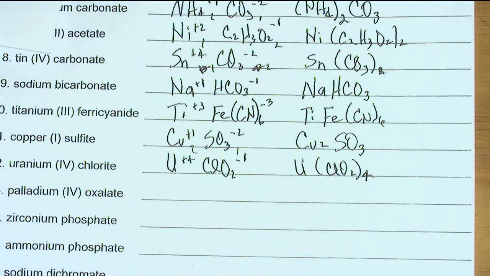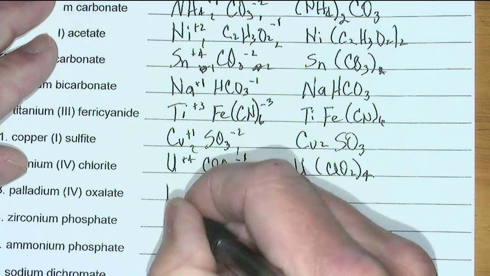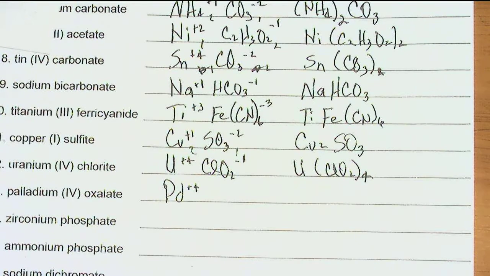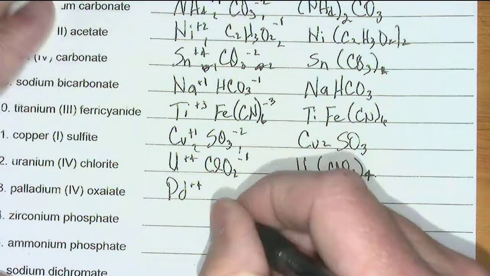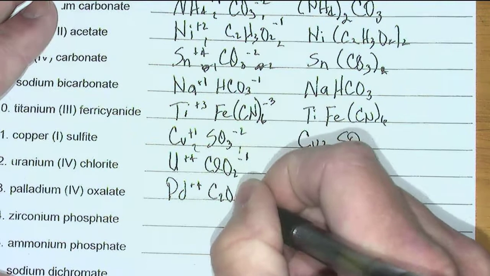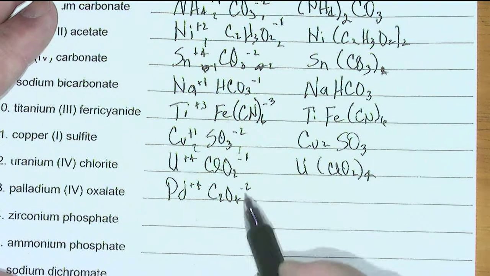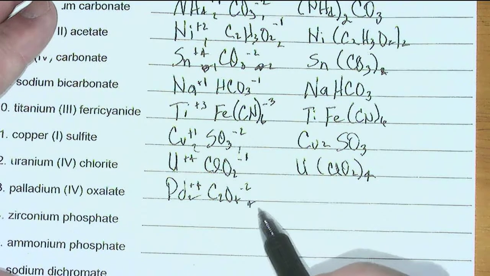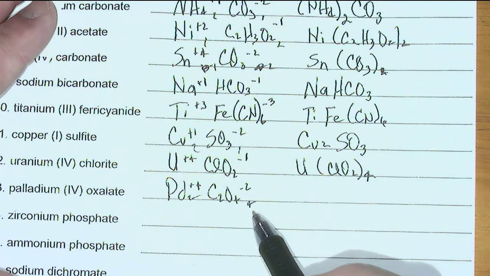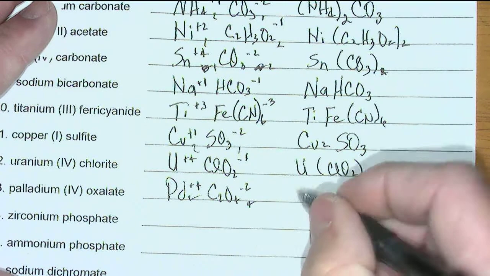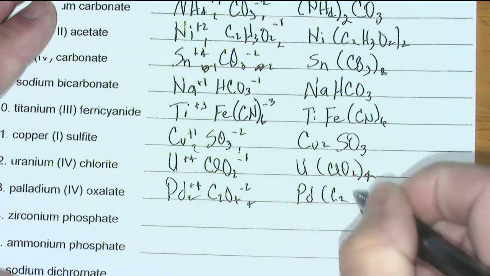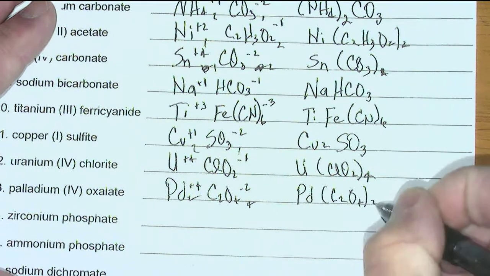Okay, palladium 4 oxalate. Palladium is Pd, and that is a +4. And your oxalate ion is down there in your -2s. It is C2O4. Cross, cross, 2 here, 4 here. So you can see that this one can simplify. Divide through by 2 right here. So that's going to be Pd(C2O4) 2 times.